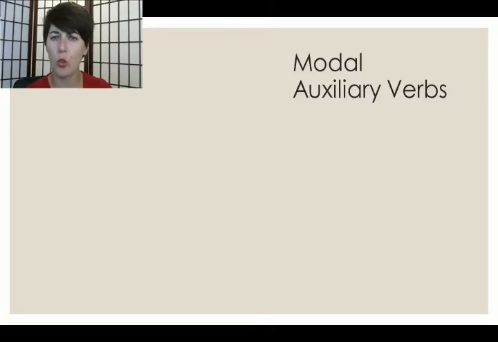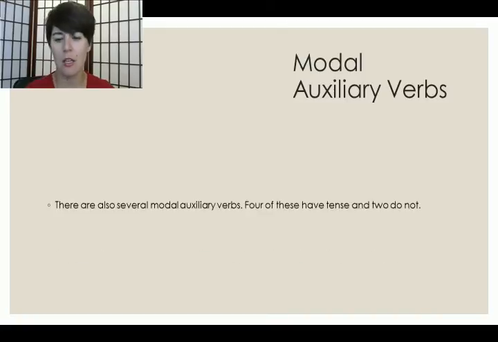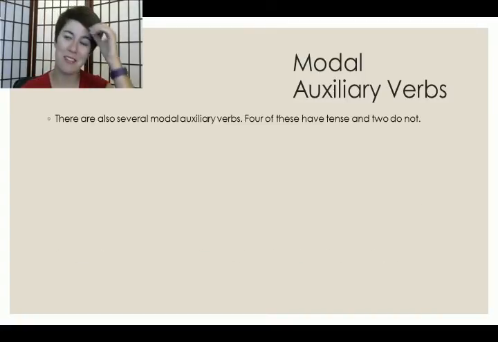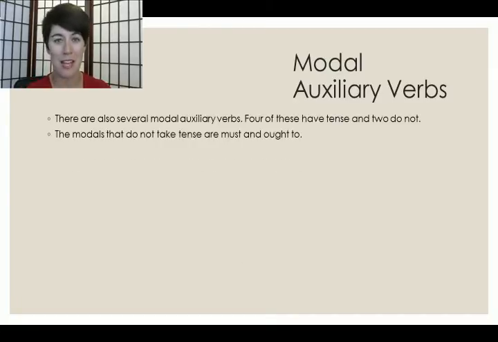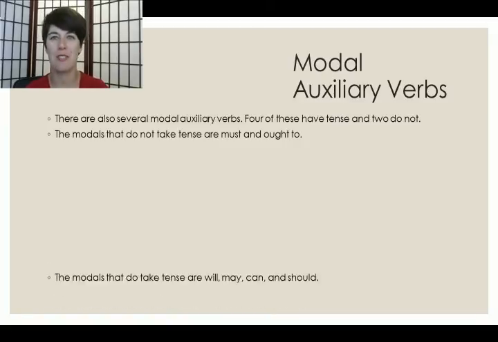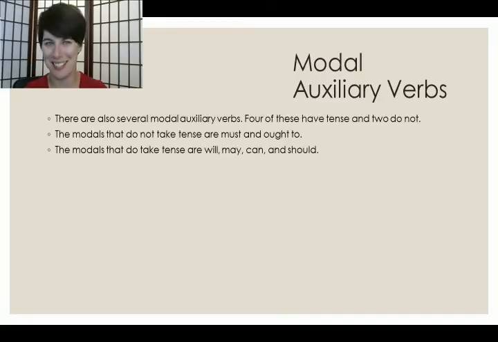We also have modal auxiliary verbs, which we talked about a little bit in Chapter 13. 4 of the modal auxiliary verbs have tense and 2 do not. The ones that do not have tense are must and ought to. We don't have to apply tense to them. They just don't take it. But there are 4 that do have tense. Will, may, can, and should.